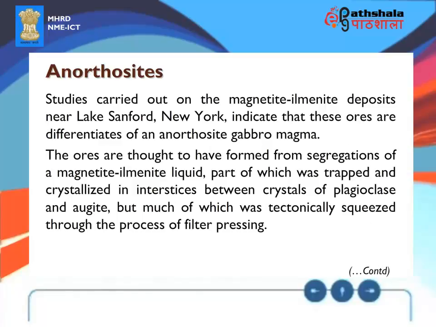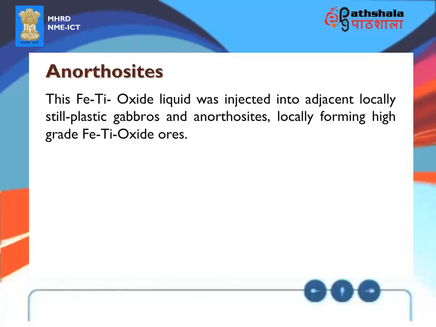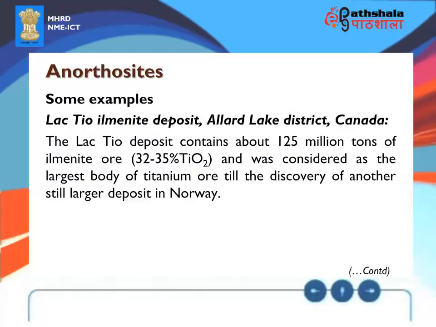Studies carried out on the magnetite-ilmenite deposits near Lake Sanford, Newcomb, indicate that these ores are differentiates of an anorthosite-gabbro magma. The ores are thought to have formed from segregations of a magnetite-ilmenite liquid, part of which was trapped and crystallized in interstices between crystals of plagioclase and augite, but much of which was tectonically squeezed through the process of filter pressing. The iron-titanium oxide liquid was injected into adjacent, locally still plastic gabbros and anorthosites, locally forming high-grade iron-titanium oxide ores. Some examples: Lac Tio ilmenite deposit, Allard Lake District, Canada.